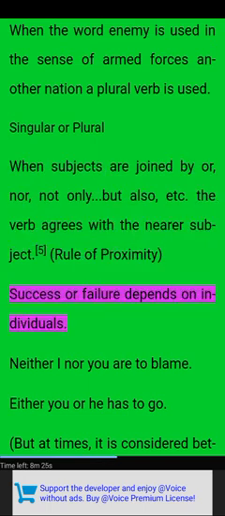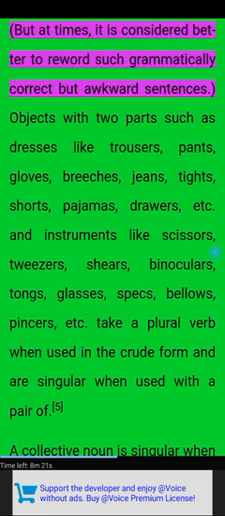Rule of proximity. Success or failure depends on individuals. Neither I nor you are to blame. Either you or he has to go. But at times, it is considered better to reword such grammatically correct but awkward sentences.